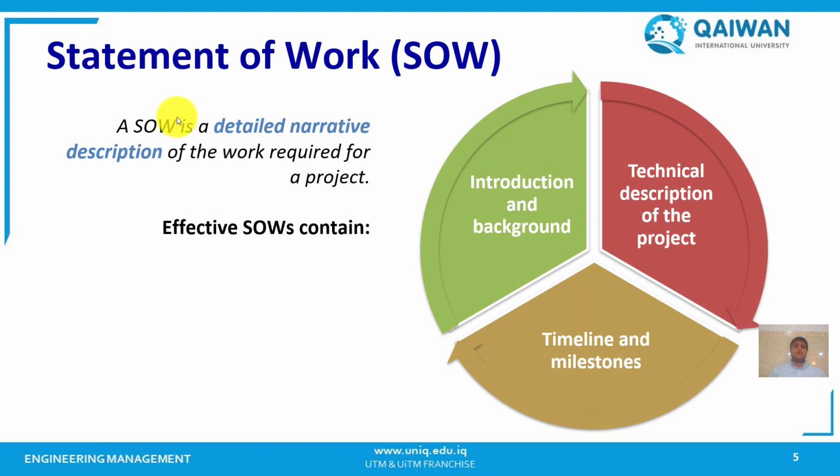We have another term called a statement of work, or SOW. The statement of work is a document that outlines the key details and expectations of a project. It serves as a formal agreement between the client and the contractor or project team. Here we have the main components of SOW.